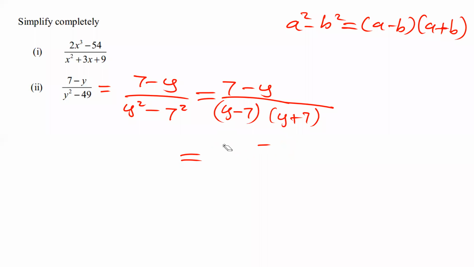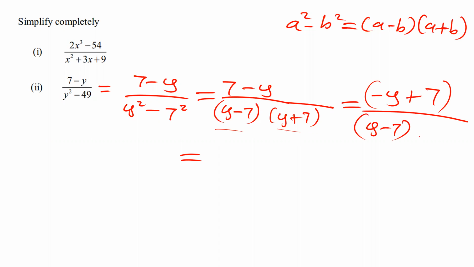Let me just do it step by step so that you know what is happening. On the numerator there, I have negative y. I want it to look like one of these functions down, so I have negative y plus 7. And in the denominator there, we have y minus 7 and y plus 7.